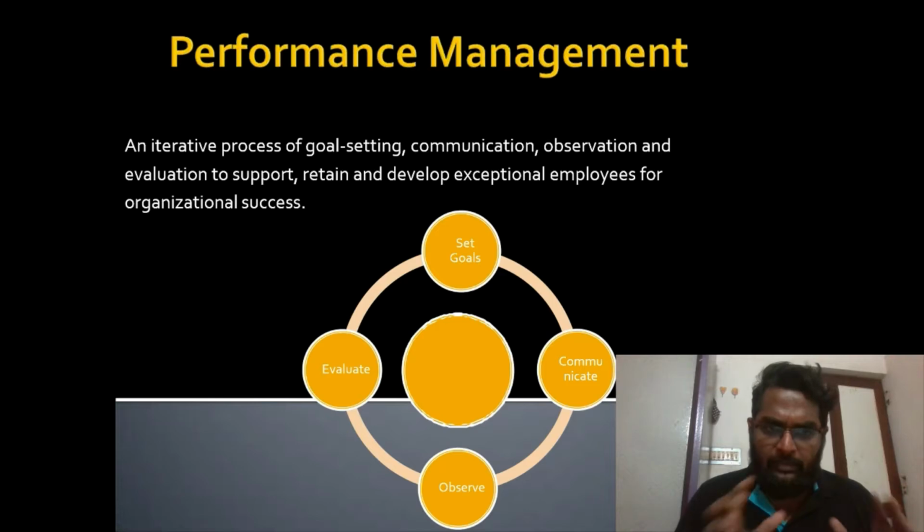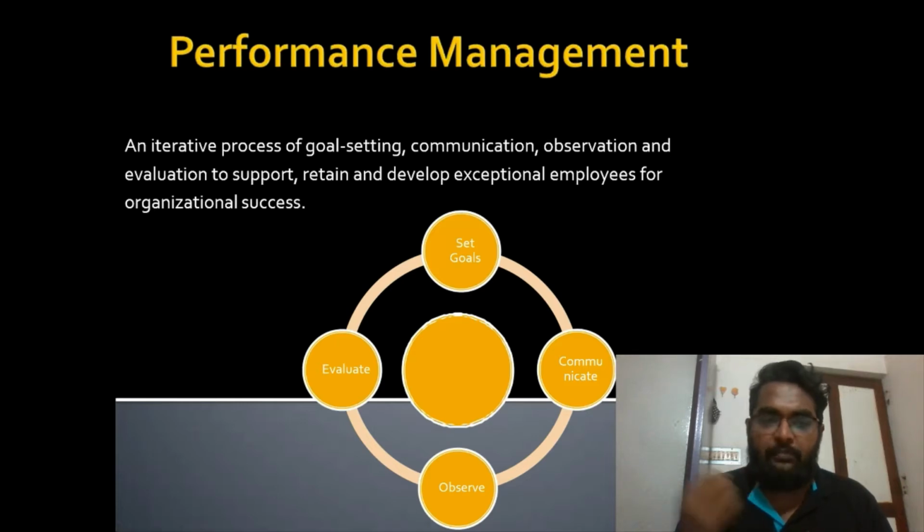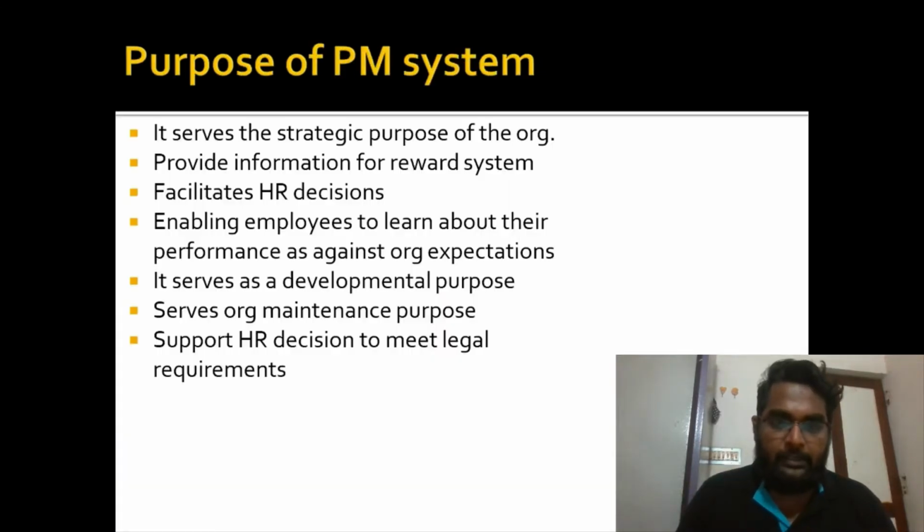So performance management works in such a way that the goal setting process happens. Then the goal must be effectively communicated to the employees. Then we will observe whether these goals are achieved in the most efficient manner. And finally, there must be an evaluation. So this process is called performance management.